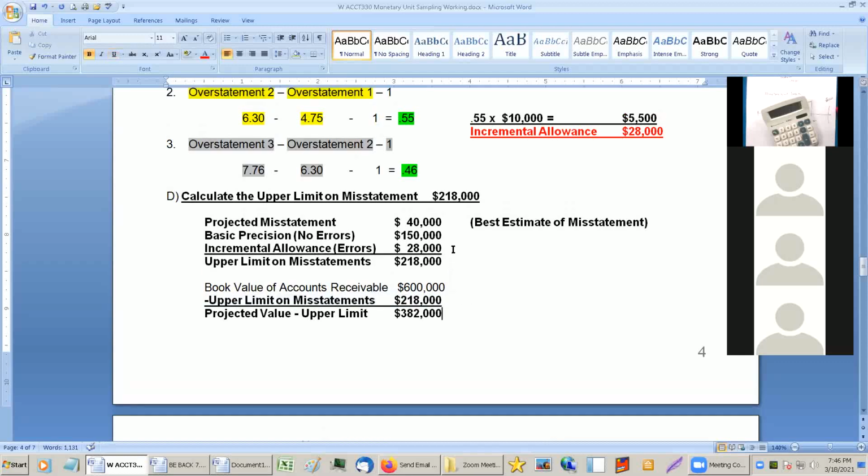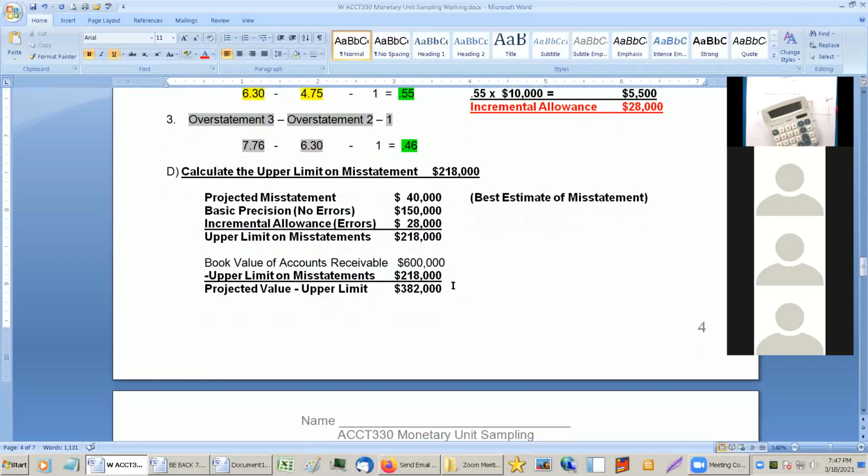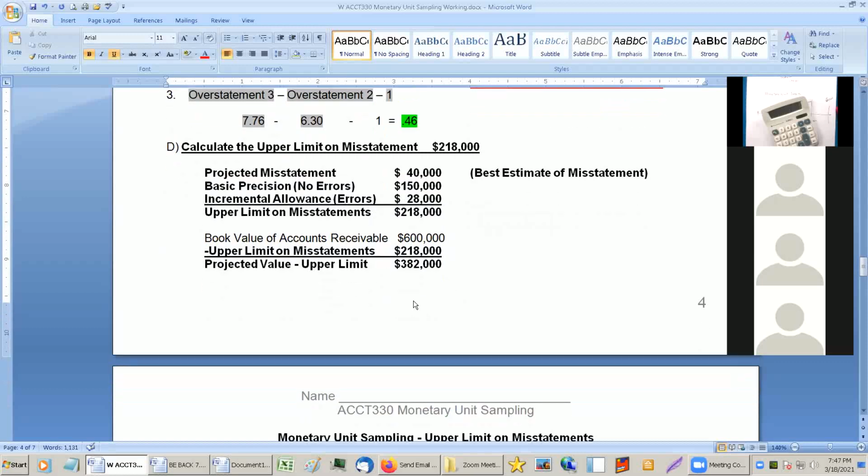And again, these two sort of replace the standard deviation. This is our best estimate, but things could be worse because of these two things. Questions on that?